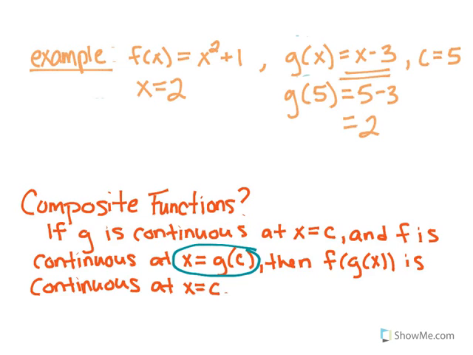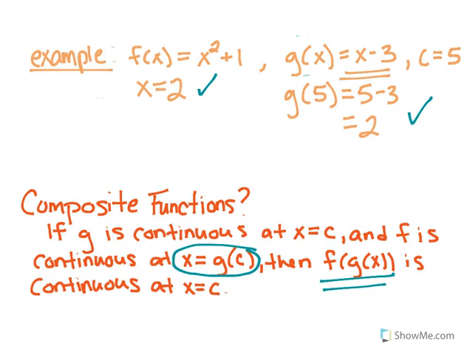So our function f has to also be continuous at this particular point. So far this one checks off at c equals 5. Does f check off at x equals 2? And of course it does, because this is yet again a polynomial function. So they both work. Therefore, the composition of the two, this guy right here, will also be continuous at that point. That's what that rule says for continuity of composite functions.